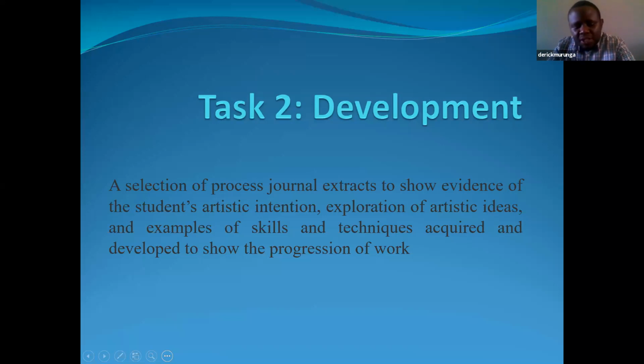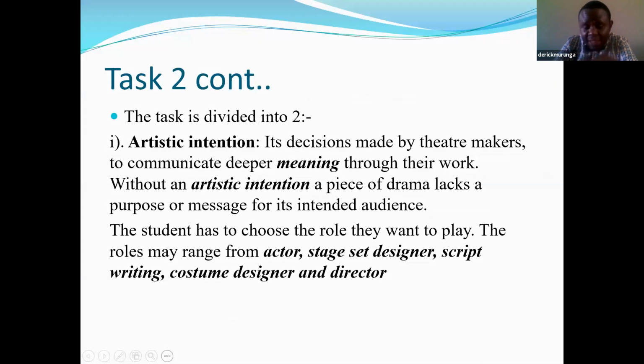So you may find a process journal where day 1 was August 1st and day 2 was August 2nd, but it's up to them. They may choose day 1 to be August 1st, their day 2 may be August 10th, their day 3 could be August 15th, and day 4 could be September 1st. So it really depends. A student is just supposed to pick up extracts, of course, with the help of the teacher. And after they are done with the process journal, they are supposed to create an artistic intention.